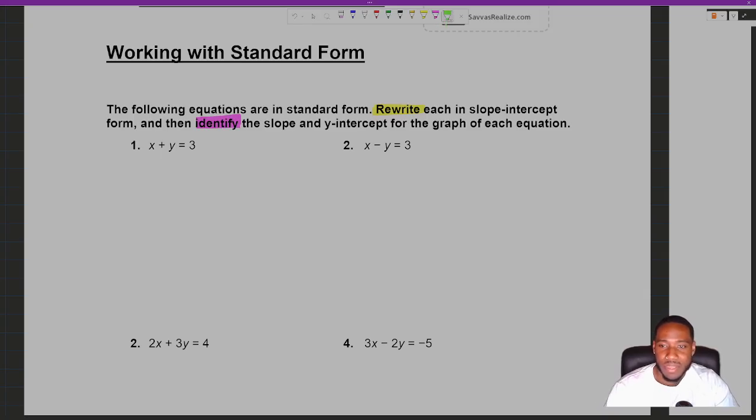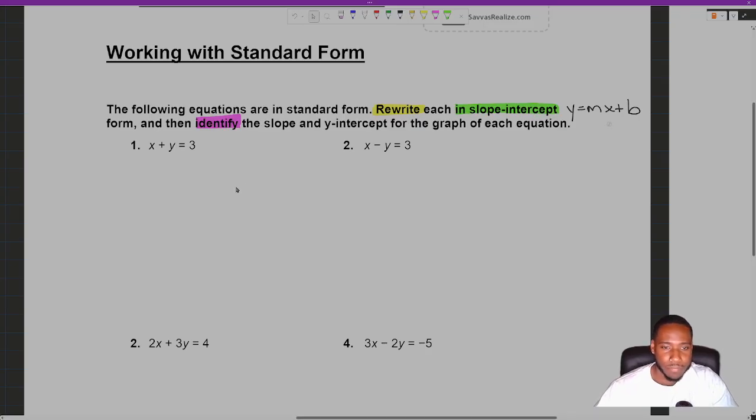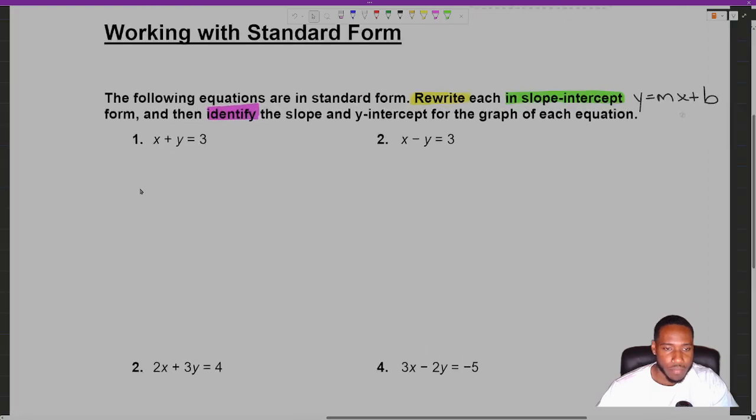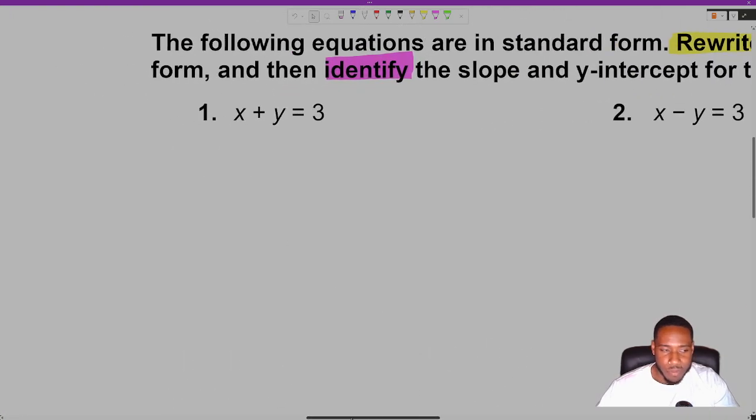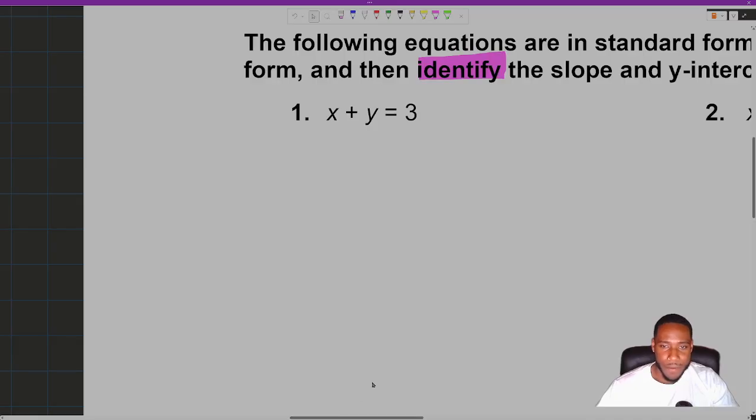And we're rewriting in slope-intercept form. So we're going from ax plus by equals c to y equals mx plus b. Let me write that little reminder up here, so we know what our equation should look like by the time we're done. So we'll take it to x plus 3y to start here.